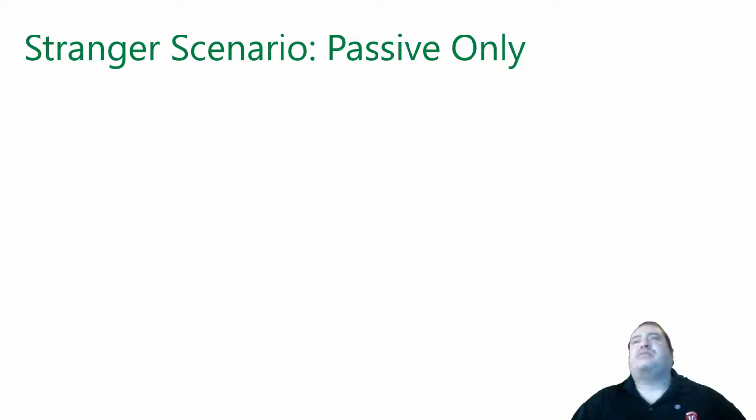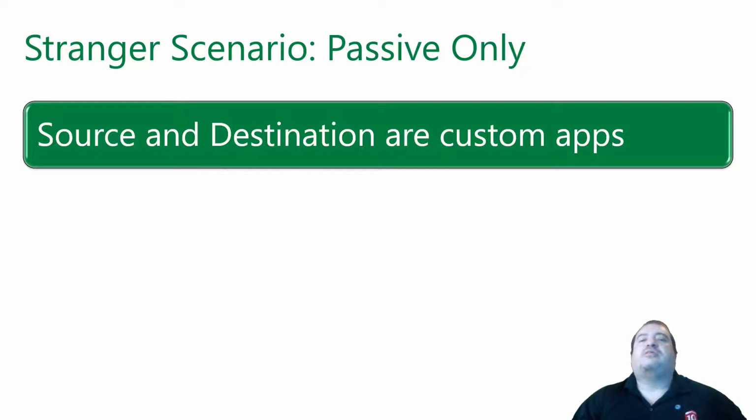And there is another scenario which is very strange. What if we would like EventStream to be passive only? Source and destination can be custom apps. So it's passive, it waits for someone to send information to it, and it's passive when delivering the result, delivering the information to a destination. It waits for someone to get the information from it. So in this case, EventStream will be replacing only Event Hub.